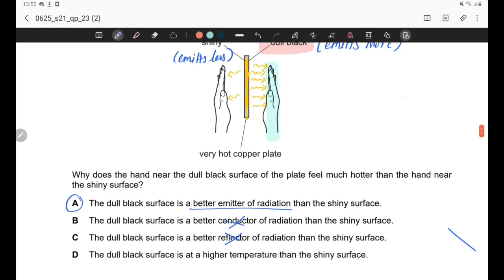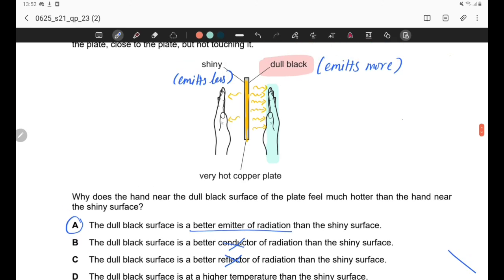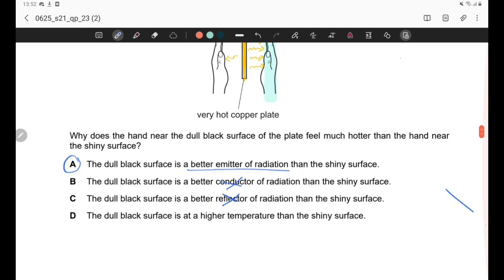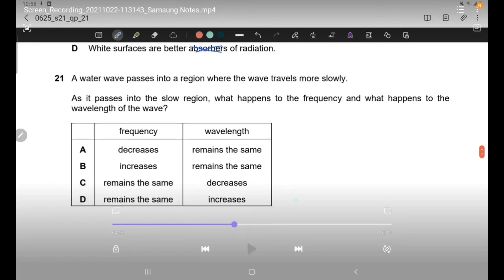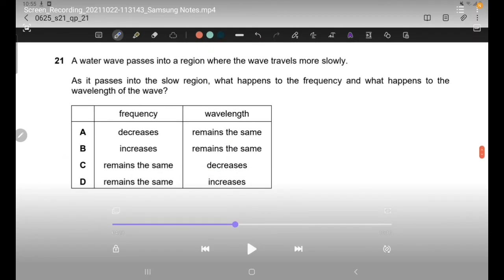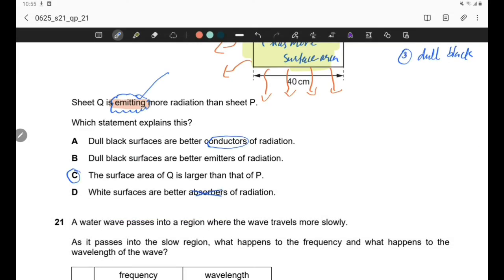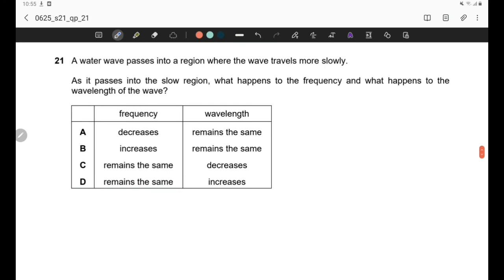And let's say option D. Option D says the dull black surface is at a higher temperature than the shiny surface. That is wrong, because in the question it is mentioned that the plate is heated to a high temperature. So the object is heated equally at every point. Therefore option D is also wrong. Question 20. Explain about the emission.